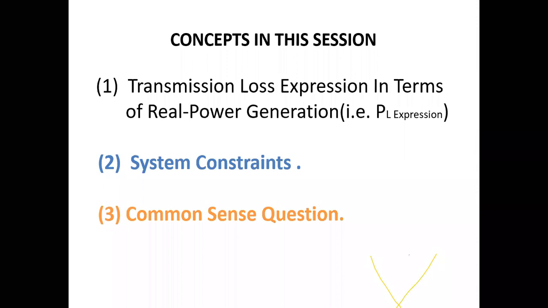Now, in this class, we will see two concepts. The first one is the derivation for the loss function, as I already told you in the last class. And the second one is system constraints. Already during the input and output characteristics, I gave an idea about the system constraints. In this class, we will see some more system constraints. With these two topics, we are going to complete our first unit theoretically.